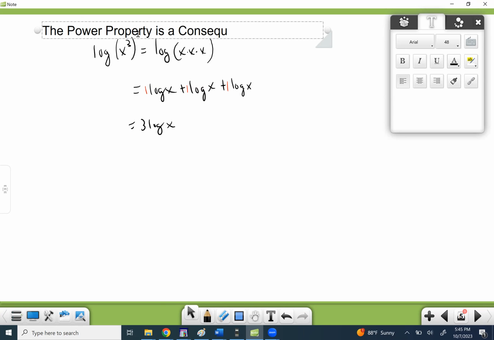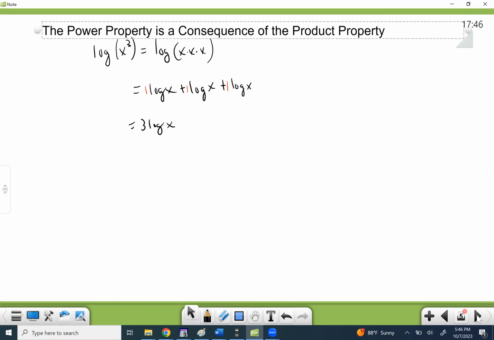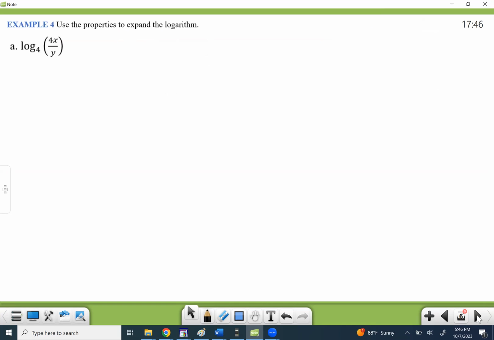Consequence. Almost seems like there should be a W there. Okay. The power property is a consequence of the product property. All right. So now we're going to put it all together. We're going to progressively get harder and harder till we work our way up to some pretty complicated logarithms.